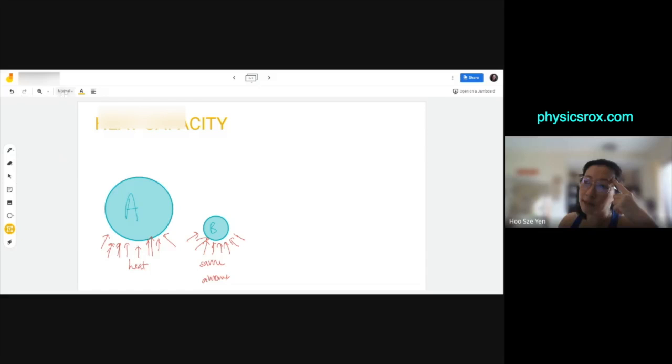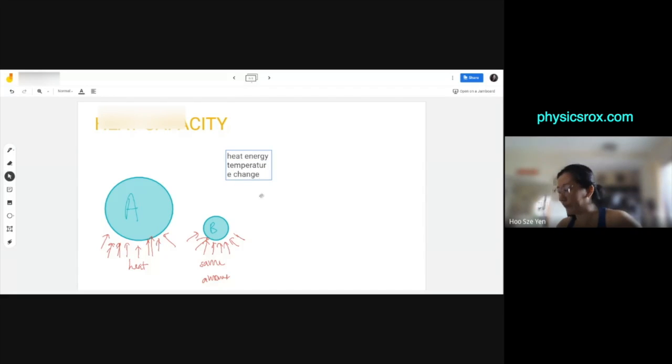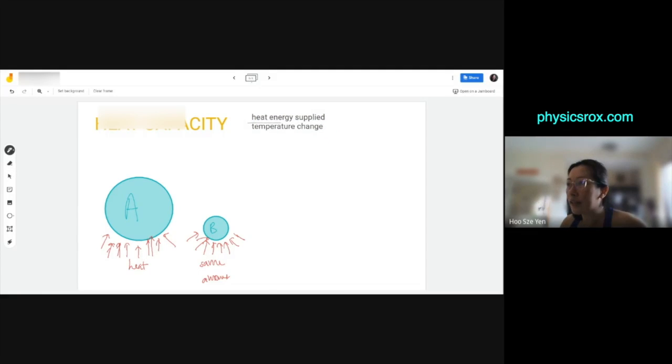Let me use text rather than Miss Ho, right? What you do is you calculate the heat energy divided by the temperature change. So the heat energy supplied, let me call this. Okay, heat energy supplied divided by the temperature change. So let me draw the line. Okay, it's a divided by line. Okay, this is the formula for heat capacity.